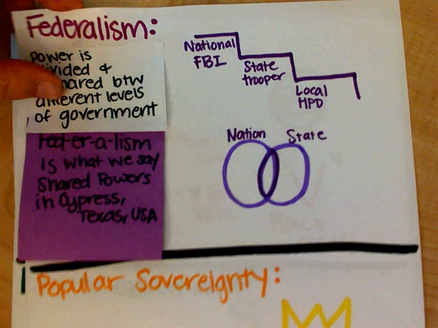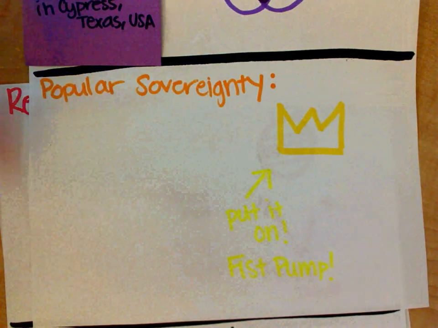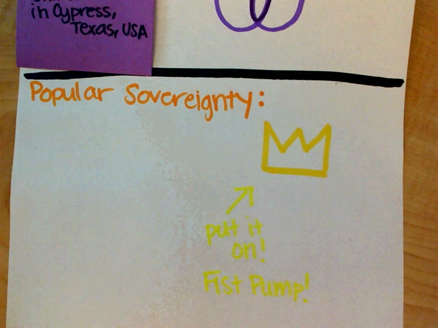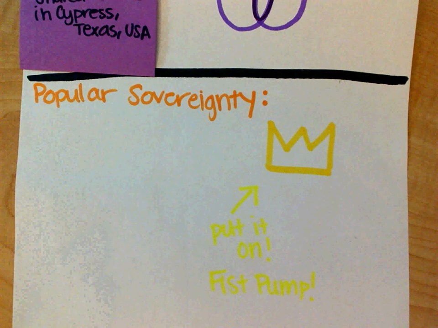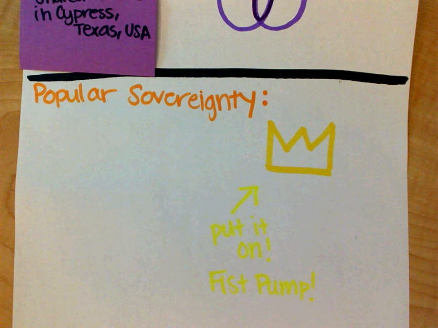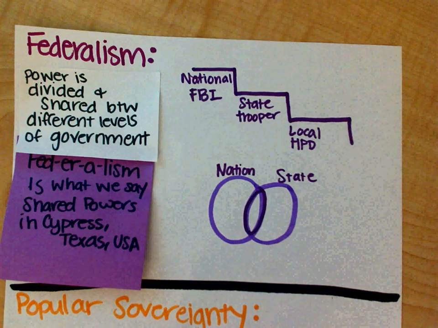Okay, next we have popular sovereignty. So take a minute to draw this. Put your screen on pause. Okay. Oh, and an example of federalism would be the 10th Amendment, but I didn't write that down, so that happens.